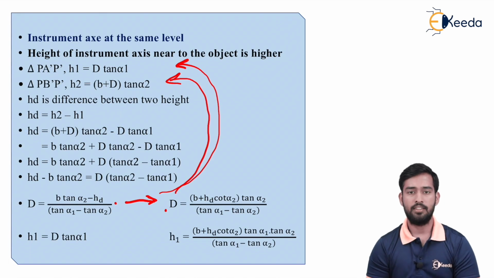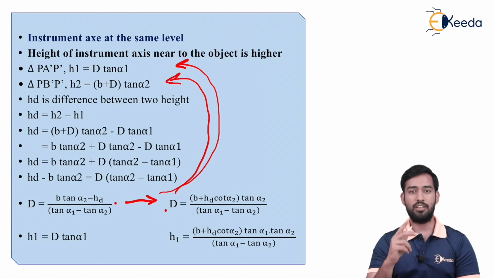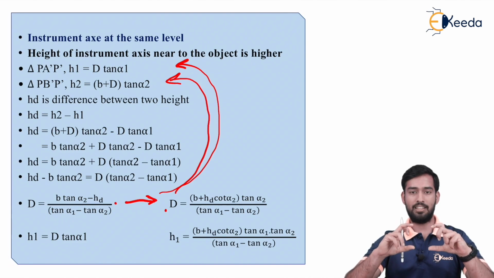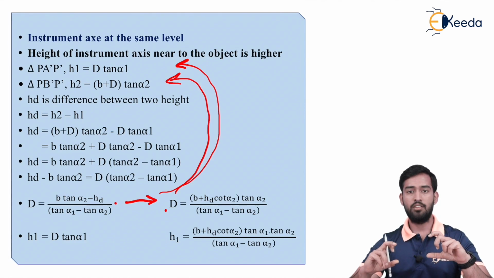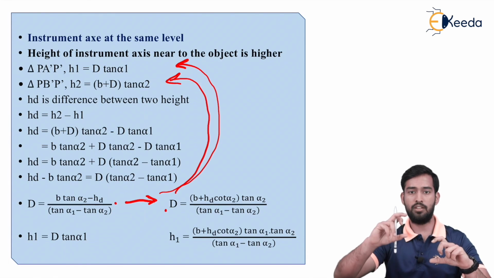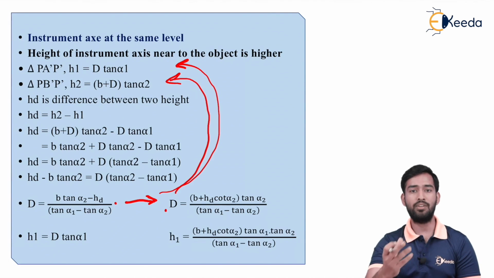So as we can see, there are basically two cases. The first case is known as the one plane method, because in that case we require only one instrument. Case 2 is known as the two plane method, because in it we require two sets of instruments. The two instruments can be at the same level, or the instrument near the object is at a lower level, or in the third case, the instrument near the object is at a higher level. So case 2 is divided into 3 sub cases. By using these formulas, we can simply find out D and H.